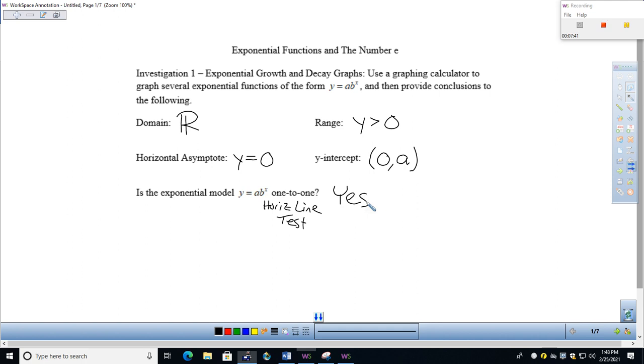Which means if it's 1-to-1, then the inverse of these exponential models is a function. And what you're going to see over the course of this unit is we're going to explore the inverses of the exponential models. So that's why this question is kind of in this piece. All right. Hope that works for you. Let's move on to the next.